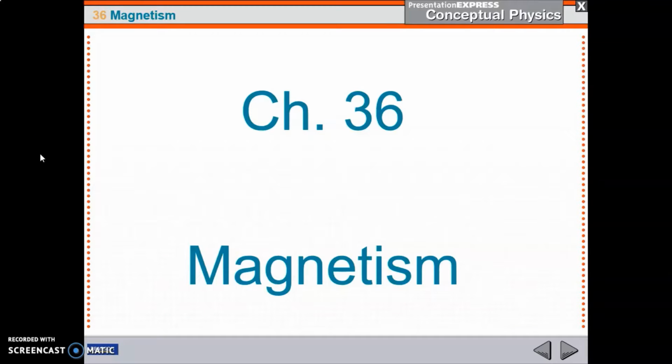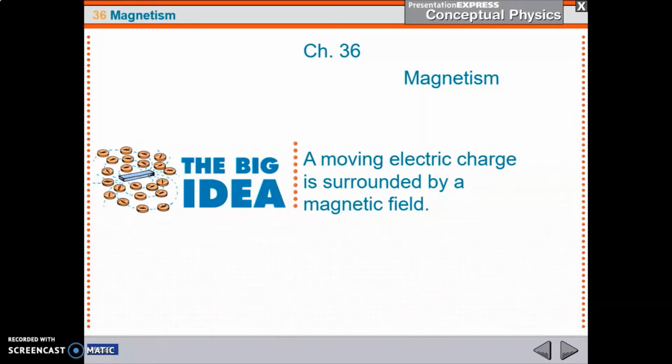Hello, wonderful people! Here we are in chapter 36, Magnetism. So we're starting at the beginning with, what is magnetism?